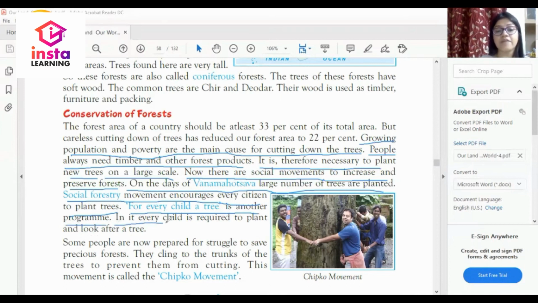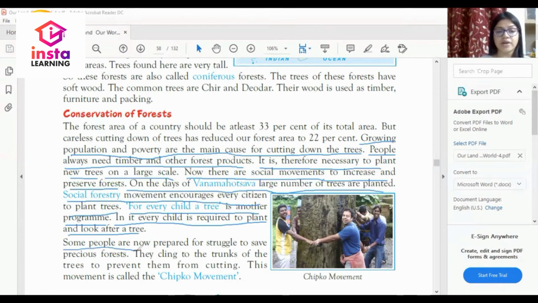Every child is required to plant and look after a tree. तो हर एक बच्चे को एक पेड़ लगाना चाहिए और उसका ध्यान रखना चाहिए. तो बच्चों, पेड़ हमें ऑक्सीजन देते हैं और बहुत सारे अलग अलग प्रोडक्ट्स देते हैं जो हमारे लिए यूजफुल है. इसलिए आपको एक पेड़ लगाना चाहिए और उसका ध्यान रखना चाहिए.